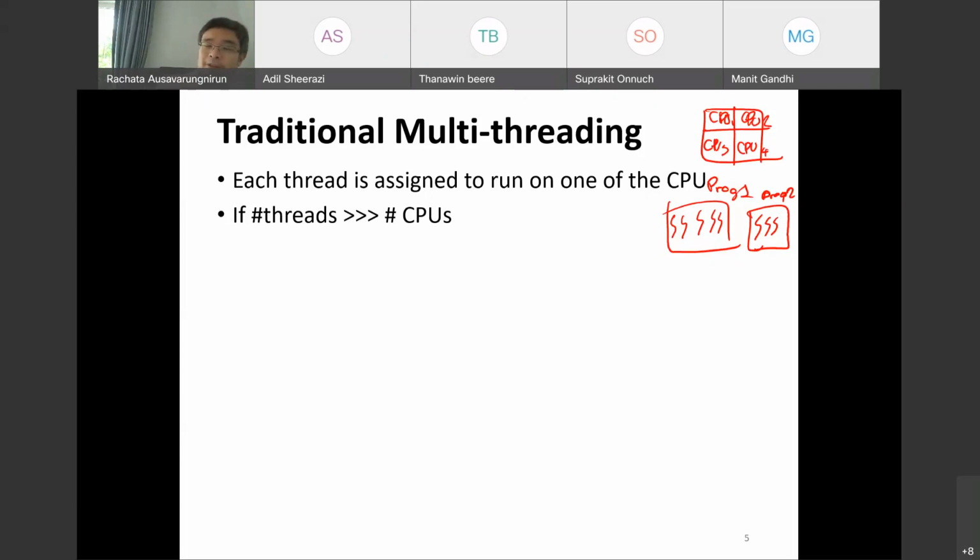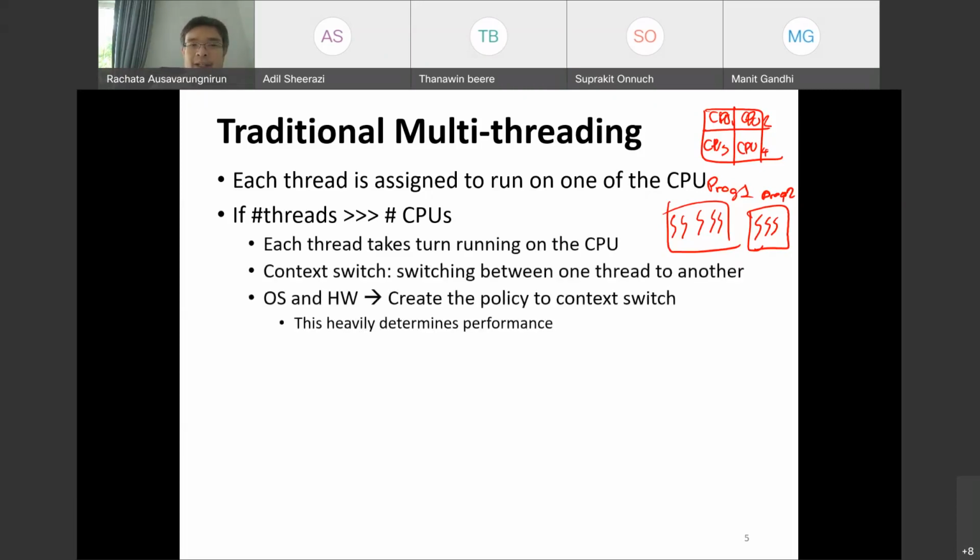So if there are more threads than the number of CPUs, they'll take turns. They'll take turns running on the CPU, right? And the OS and the hardware will be handling what we call a context switch. A context switch is when I switch from one thread to run another.